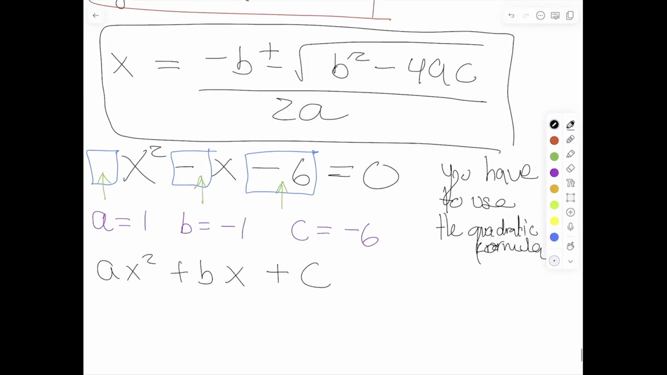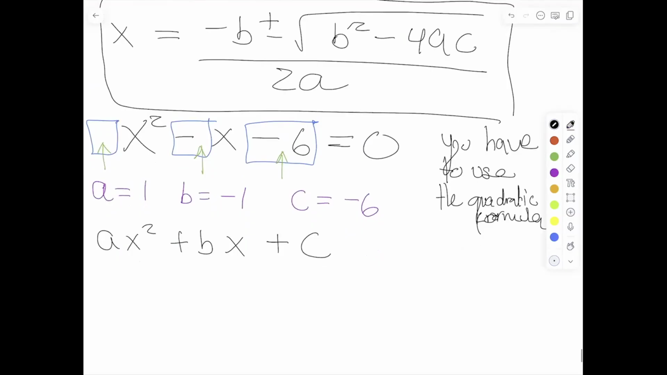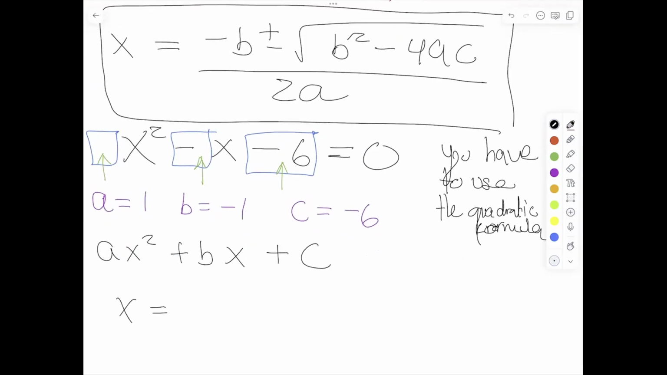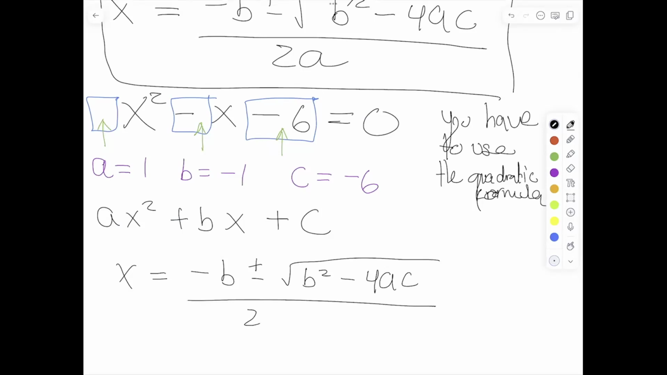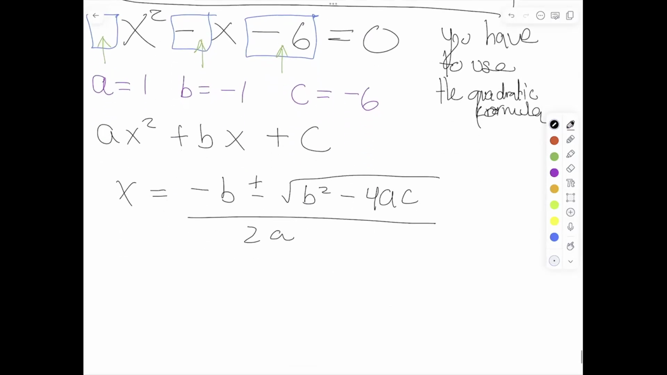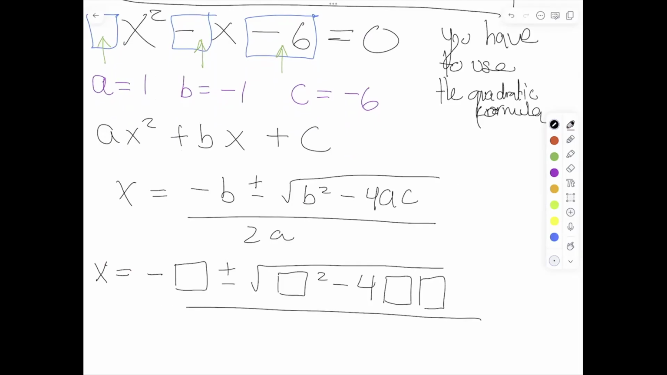All right, let's keep going. So now, if I have the value for A, the value for B, and the value for C, what am I going to do? I am going to plug it into the equation. What equation? Negative B plus or minus the square root of B squared minus 4AC, over 2A. I am going to replace all of these values and plug them in.